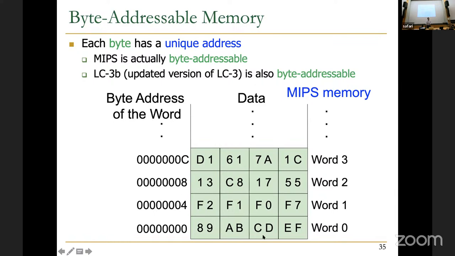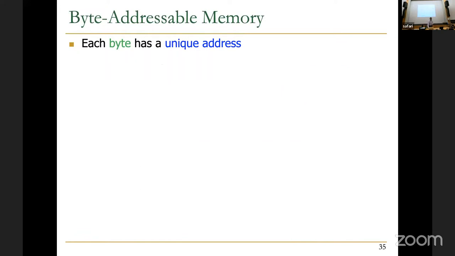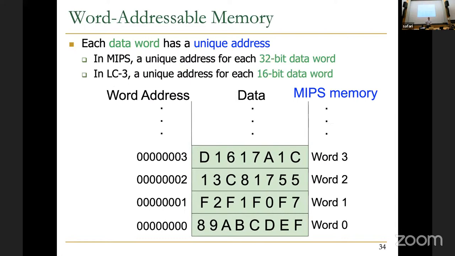Now this way, the programmer can say, I want to get the byte at address two. Let's assume that that happens to be CD, and the programmer can directly address CD, right? Whereas in the word addressable version, they couldn't. So you can see that there's a fundamental trade-off over here. What do you expose to the programmer from the perspective of memory? Is it an entire word? Or is it each individual byte?